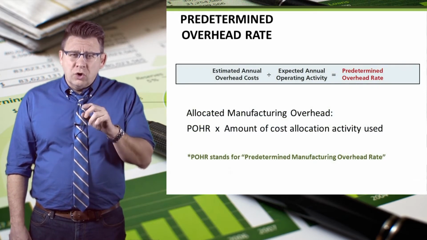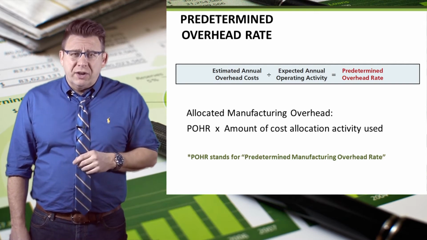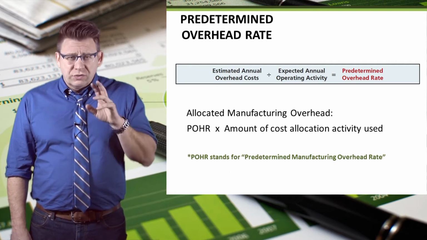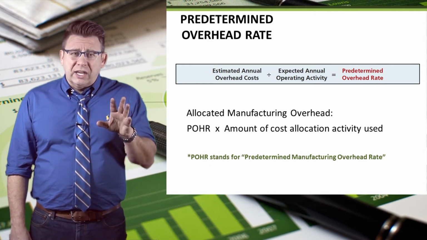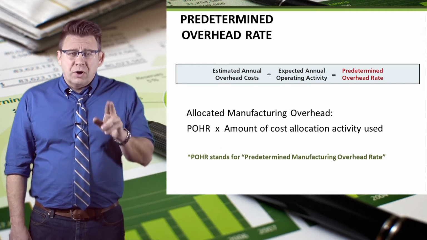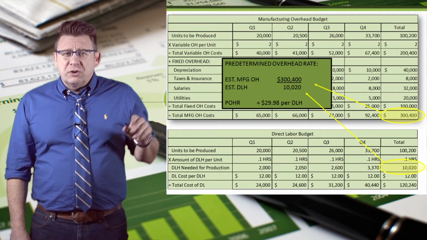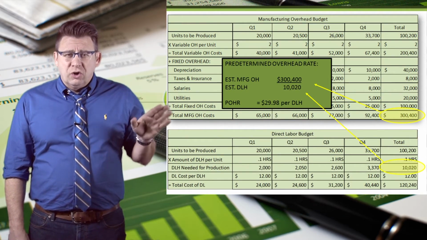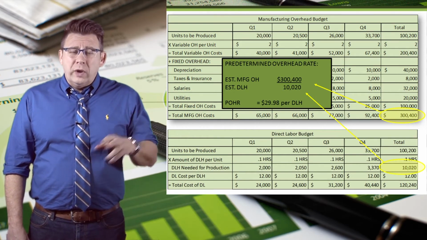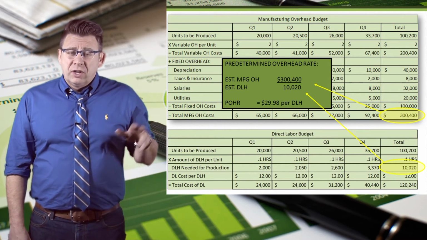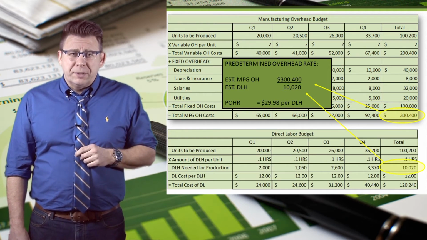Recall that we use the total budgeted manufacturing overhead cost when we determine a predetermined overhead rate. We will use the total direct labor hours from the direct labor budget in order to calculate the predetermined overhead rate per direct labor hour. Here you can see that information from those two budgets. By using total manufacturing overhead and dividing it by total direct labor hours, we can calculate a predetermined overhead rate of $29.98 per direct labor hour for this company.